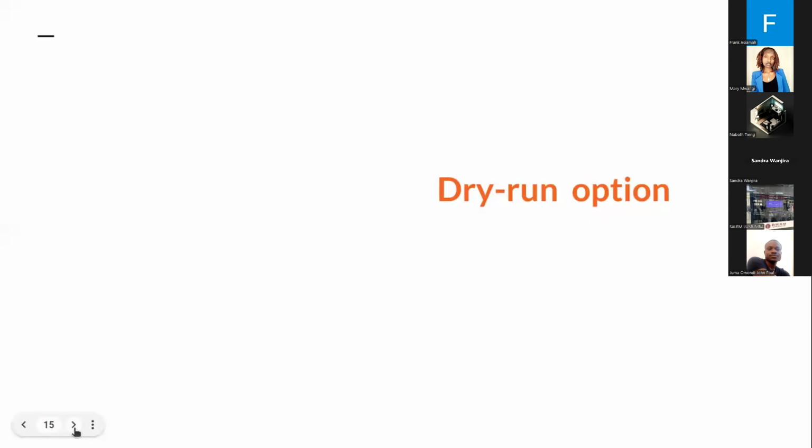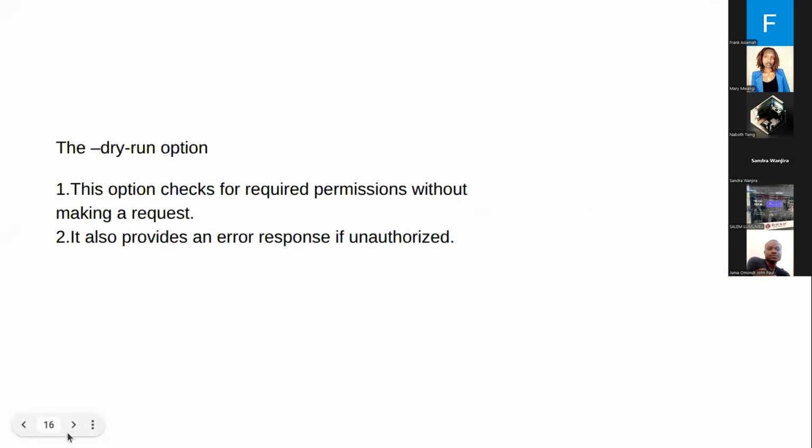There's this one option that I was much into. It is called the dry run option. This option is under the AWS CLI help. So we are going to define what the dry run option is and what it is used for. So maybe someone can unmute and read me the first description of the dry run option.